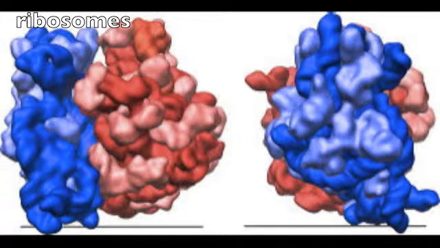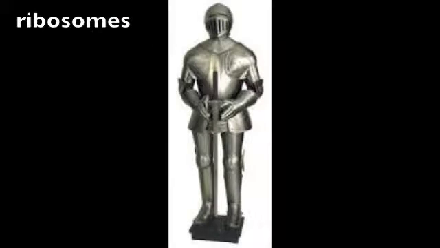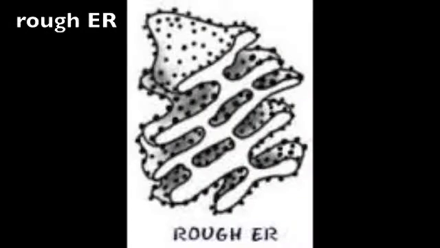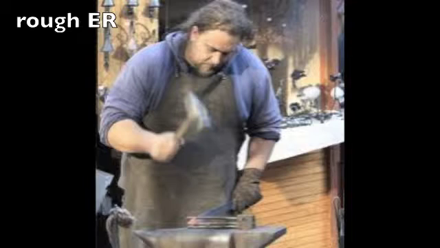Ribosomes make protein, and it is an analogy to armor because armor helps people survive, and without protein, the cell could not survive. The rough ER produces ribosomes, which is an analogy for blacksmiths who produce the armor to protect the people of the castle.